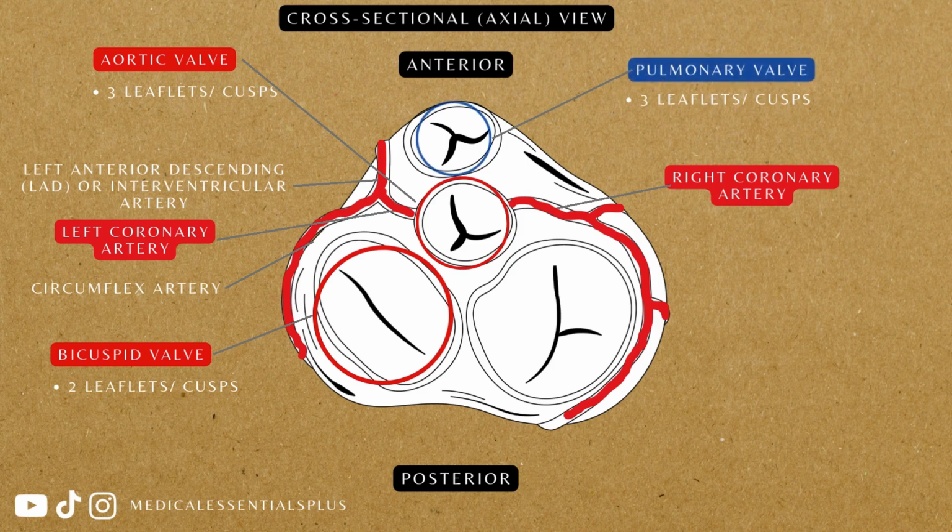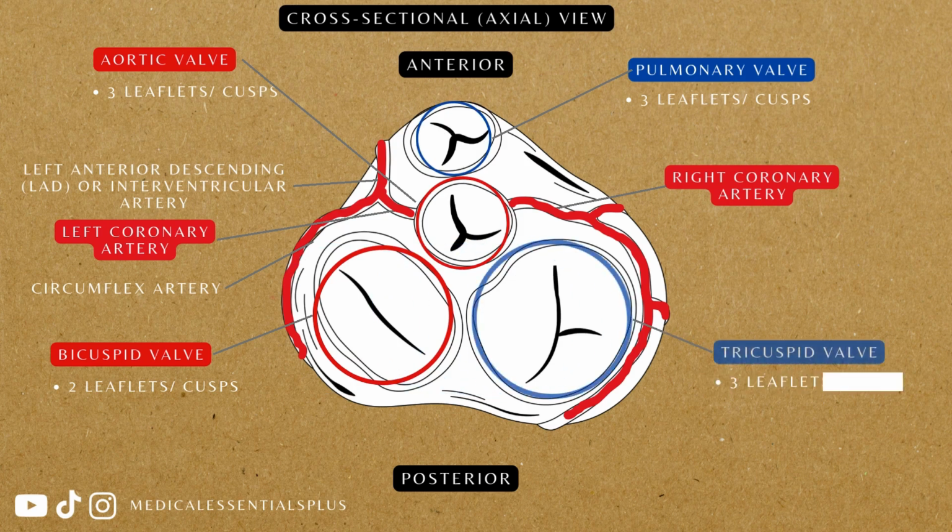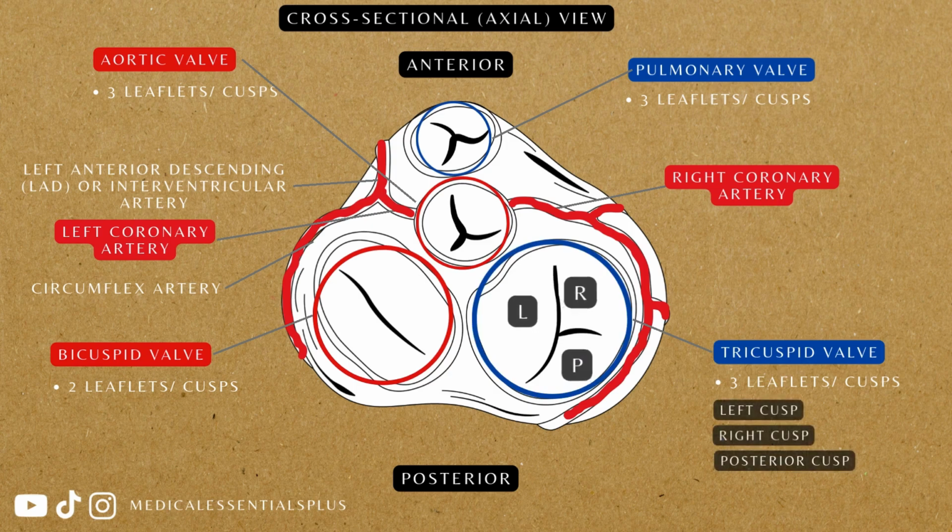It has three cusps: anterior, left, and right cusps. They prevent backflow of blood into the right ventricle during ventricular diastole. To the right is the fourth valve, the tricuspid valve. As its name suggests, it is composed of three cusps: a right cusp, left cusp, and a posterior cusp. This valve functions to prevent backflow to the right atrium during ventricular systole.